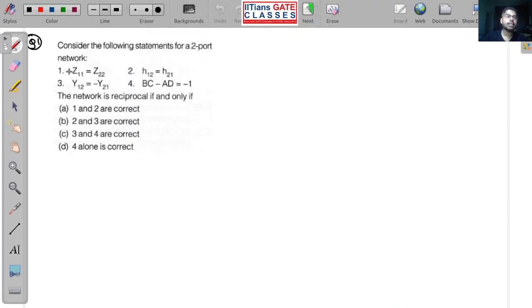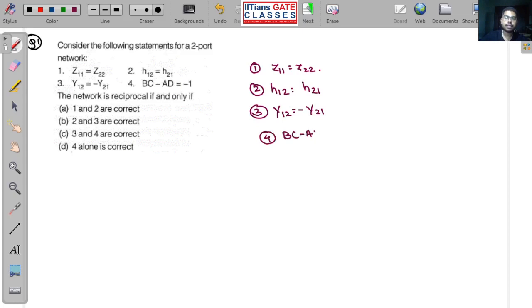What is the condition given here? First condition: Z11 is equal to Z22. Second: H12 is equal to H21. Third: Y12 is equal to minus Y21. And fourth: BC minus AD is equal to minus 1. The network is reciprocal only if.